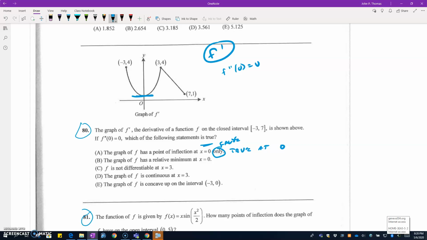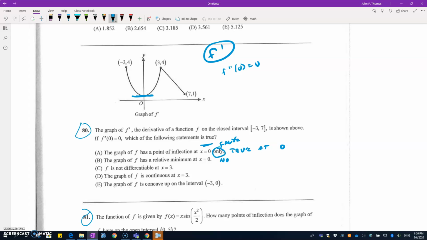If I go to B, it says the graph of f has a relative minimum at x equals 0. Relative minimum happens when the derivative, which is this graph, goes from negative to positive. So if I look at this graph, the derivative is actually never negative here, so it's always positive, so there's no way that we can have a relative minimum. So this one is a no.